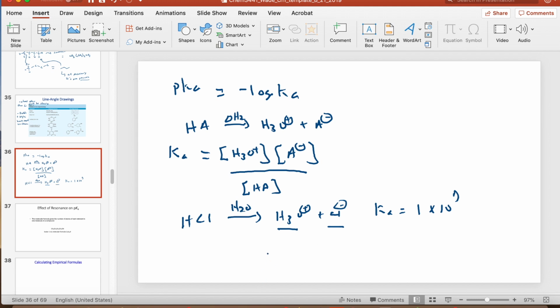Well, then what we need to do is convert this to the negative log. And so the pKa is equal to -7, right? And so this tells me that it's really acidic. So the thing to remember is lower pKa is more acidic, right? So the lower the pKa, the more acidic. Now, resonance has a direct impact on this acidity.